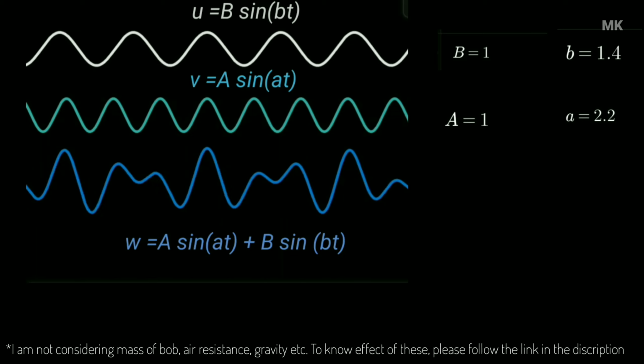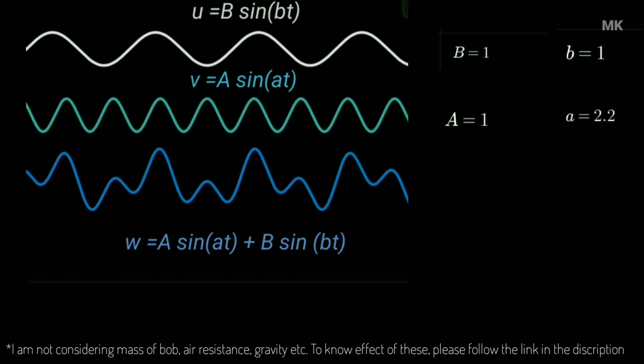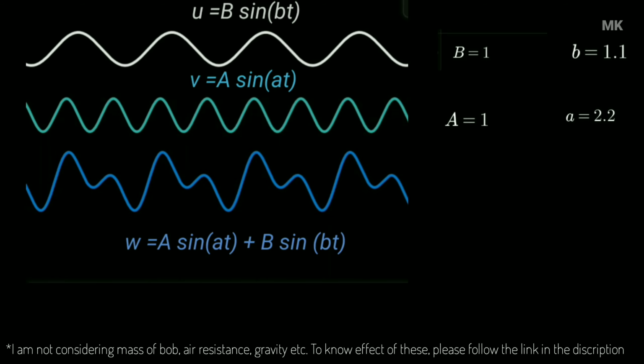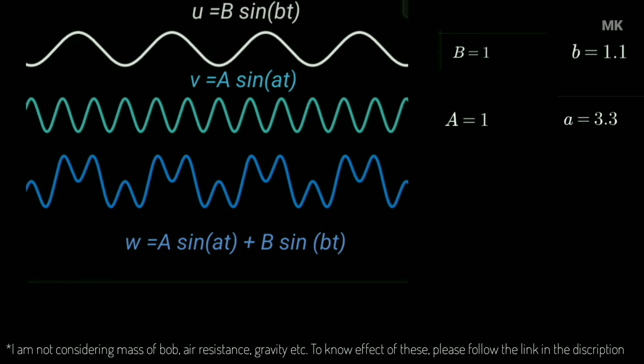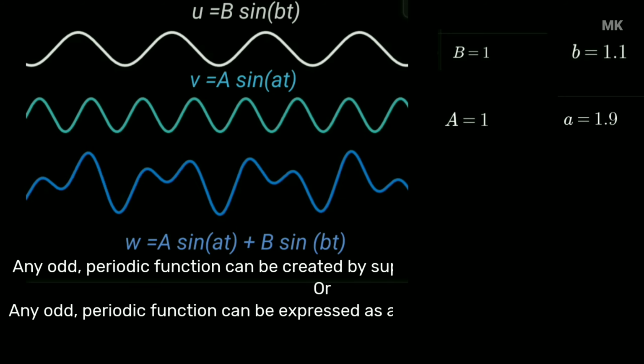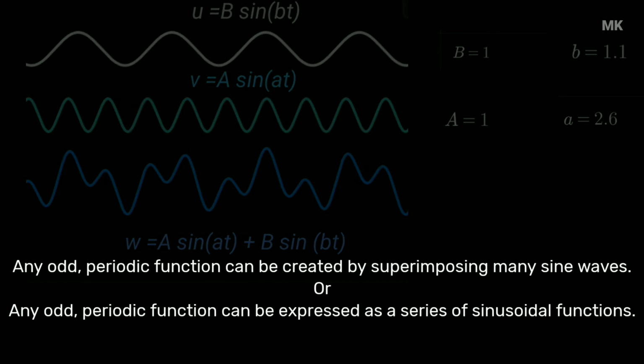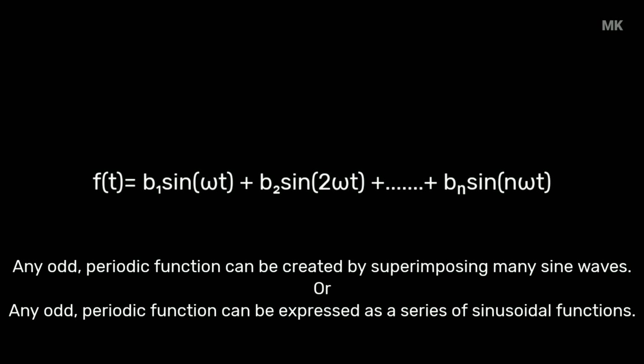Just observe here that the resultant wave w is somewhat different than the other two. However, observe another thing, that its pattern is repeating after regular intervals. Then the thing is clear that any odd periodic function can be created simply by superimposing many sine waves, or any odd periodic function can be expressed as a series of sinusoidal functions, and this is called Fourier sine series. That's okay, but in general, how can we find the right frequencies of sinusoidal waves that give the resultant wave?